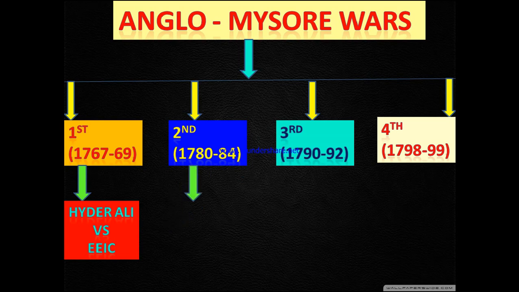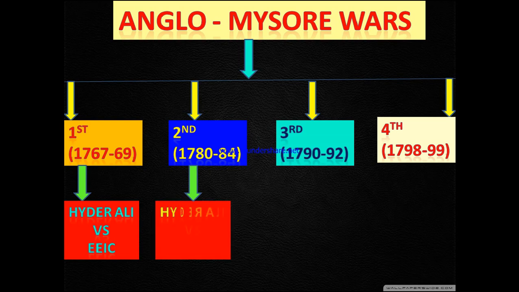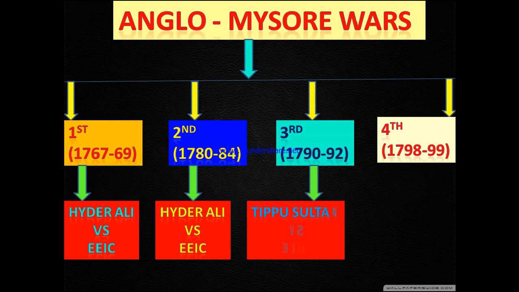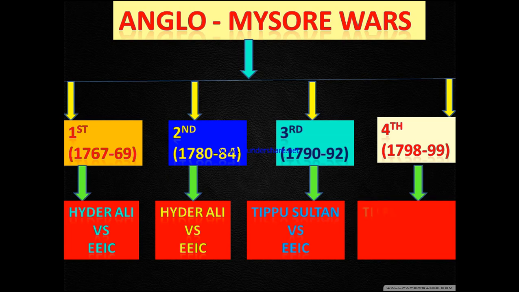So at the time, Hyder Ali was the main leader. The first Anglo-Mysore War was between Hyder Ali and the English East India Company, the second Anglo-Mysore War was between Hyder Ali and Tipu Sultan versus the English East India Company, the third Anglo-Mysore War was between Tipu Sultan and the East India Company, and the fourth Anglo-Mysore War was between Tipu Sultan and the East India Company.